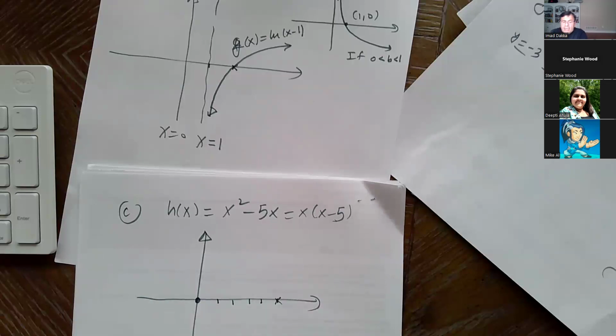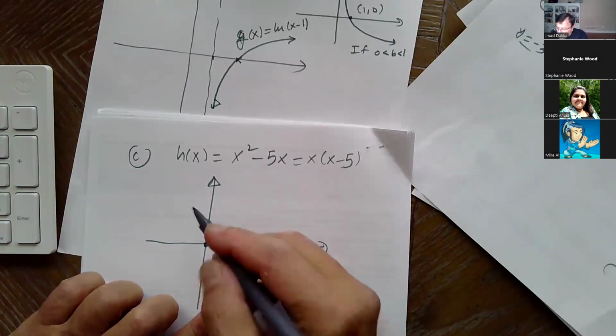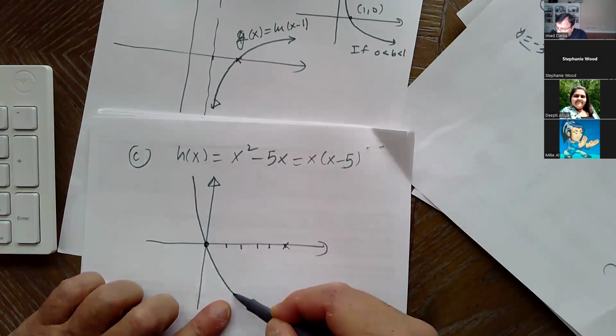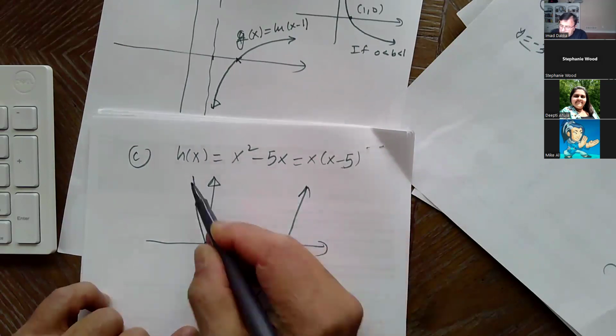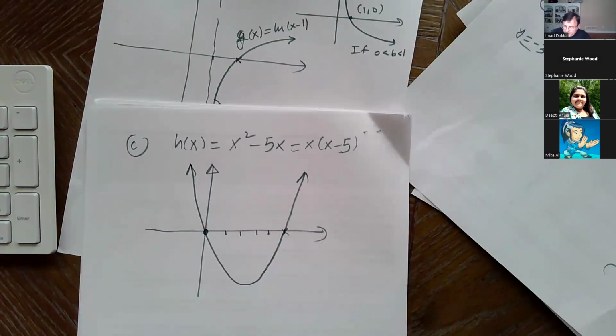And you can find the minimum or the vertex at -b/2a. So you can do that yourself. And if you have a calculator, you can use it, and it's going to look like that. Okay.